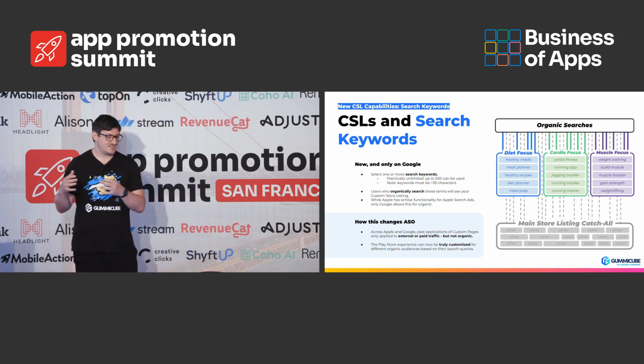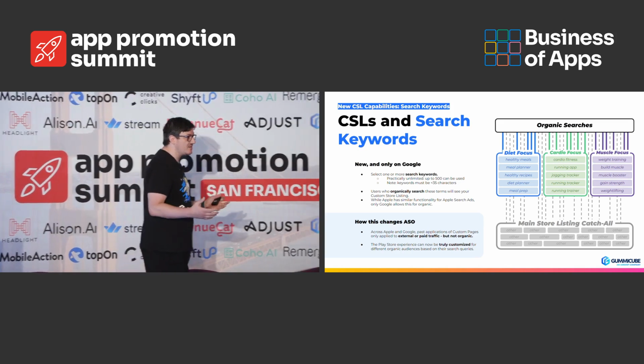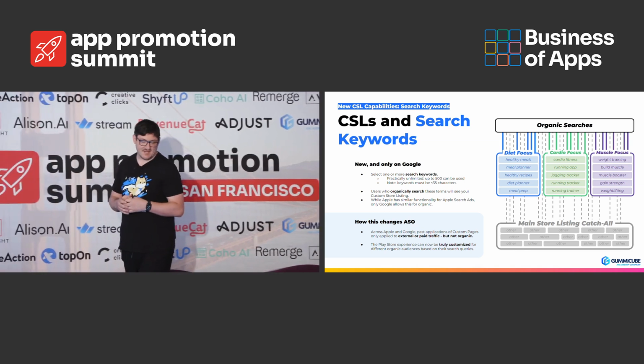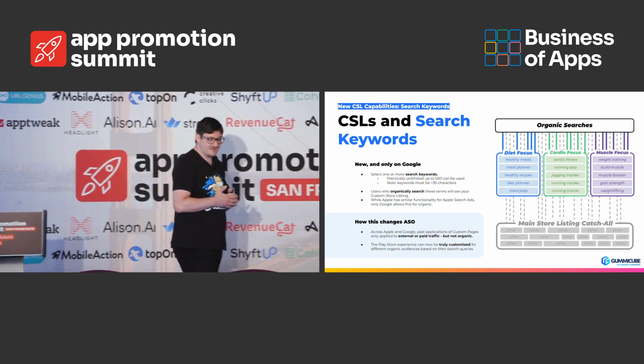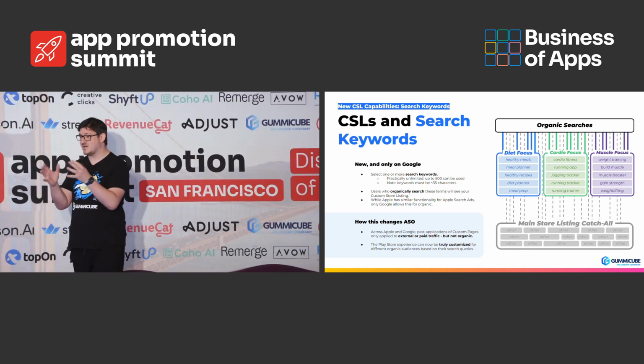Within a custom store listing, you have these search keywords, and you can select one or more of them if they're available inside the Google console. Up to 500 can be used. Keywords have to be at least 35 characters. But you know, users who organically search these terms are going to see whatever you set up there.